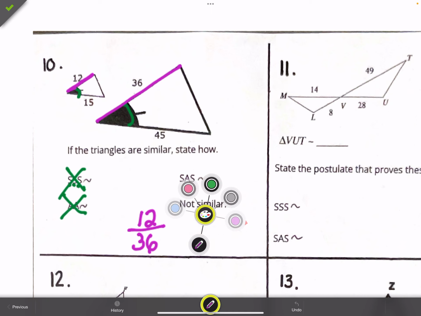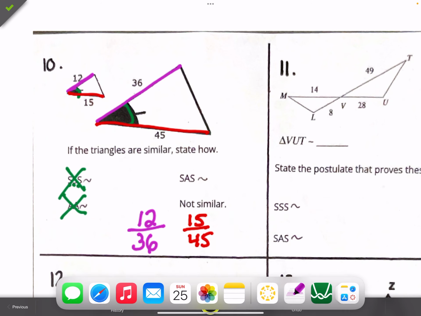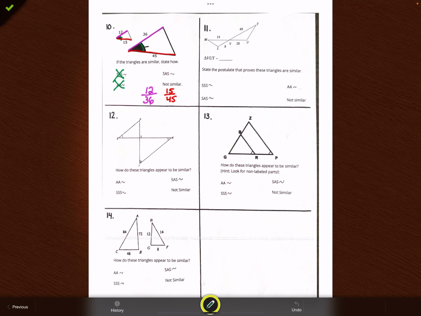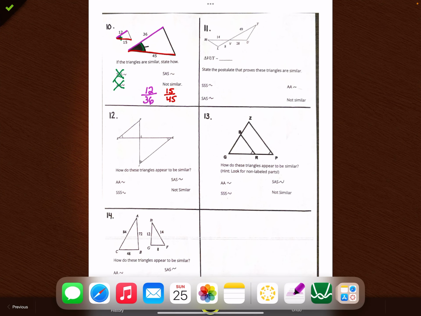And then we check 15. That matches up with 45. Now we're trying to see if they reduce down or give us the same decimal. So what we do is we type them into Desmos. And again, I just use the decimals. 12 over 36.